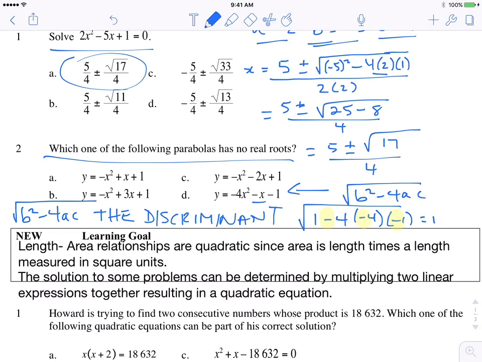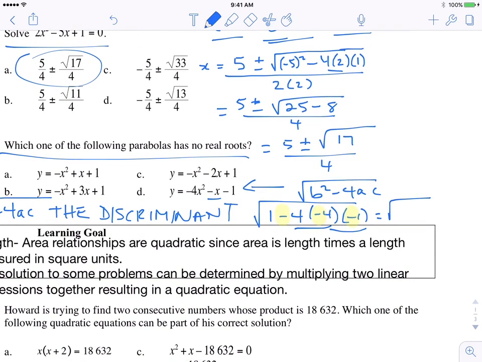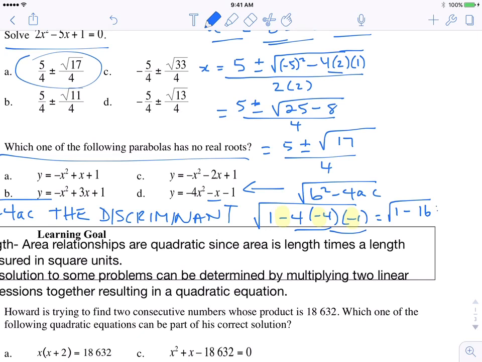And this, of course, is going to be the square root of, well, 1 minus 4 times negative 4 is negative 16. Negative 16 times negative 1 is positive 16. So I have 1 minus positive 16, which is equal to the square root of negative 15. And so that would give us no real roots.